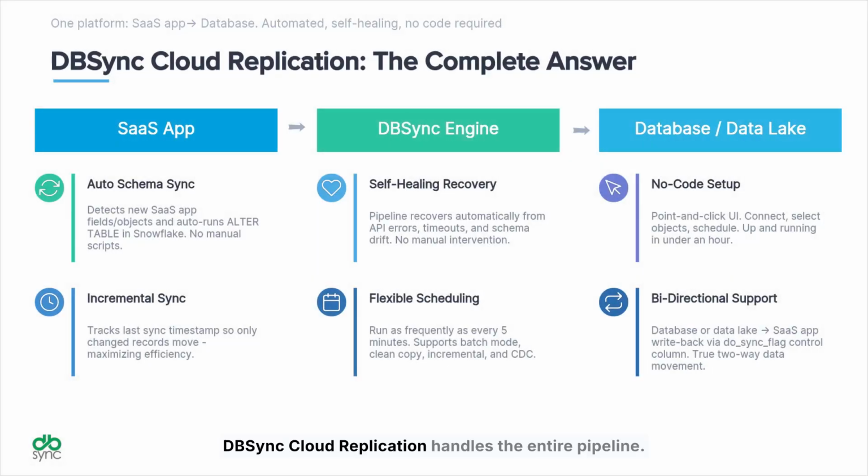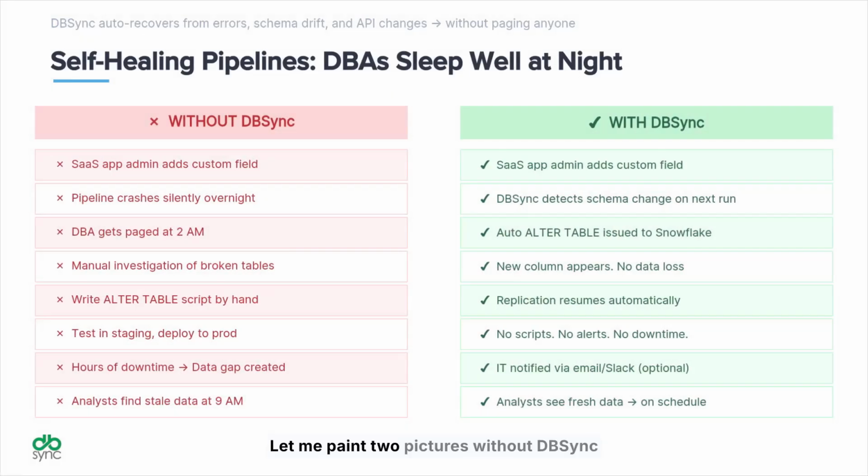DB-Sync Cloud Replication handles the entire pipeline: extract, schema management, transform, and load from SaaS data into the database. When a new SaaS app custom field appears, DB-Sync detects it and issues the alter table in the target database automatically. No human in the loop. Setup is point and click. No SQL, no Python, no ETL frameworks. Incremental sync means only the changed records move on each run, and you can schedule it to run frequently or choose real-time CDC options.